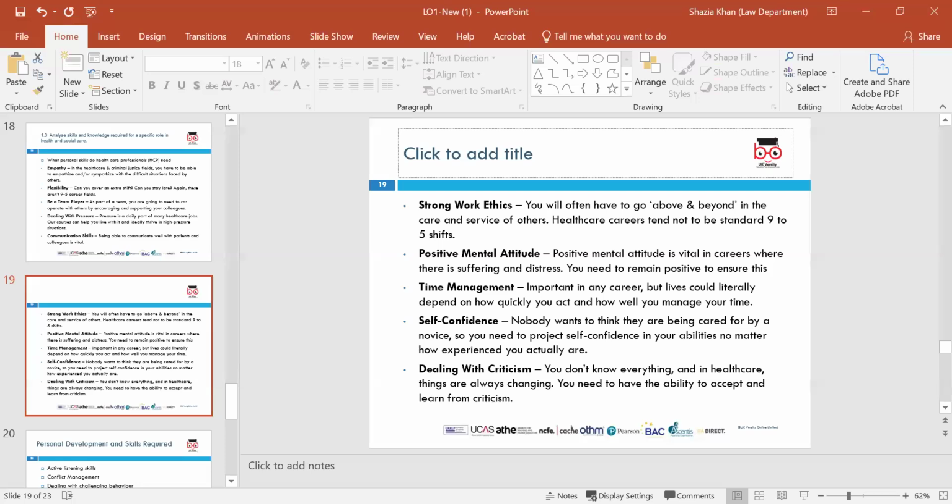Time management, again, important. There are different ways, priorities, so manage your time effectively. Self-confidence is another one, where nobody wants to think that they are cared for by a novice. So you need to make sure you have self-confidence in your work. If you're not confident in your work, are people going to think you're doing things right? No. No, you need to make sure you have that confidence in the work you're doing.